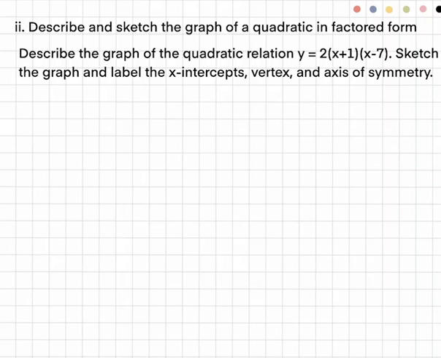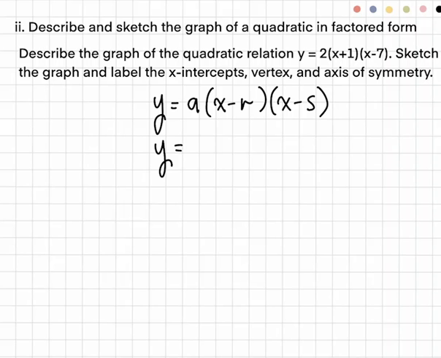So I'm going to write this up here for reference. Okay? So, what are the x-intercepts in our quadratic relation? This is our quadratic relation that we're working with. Well, I see I have a +1 and a -7 here.